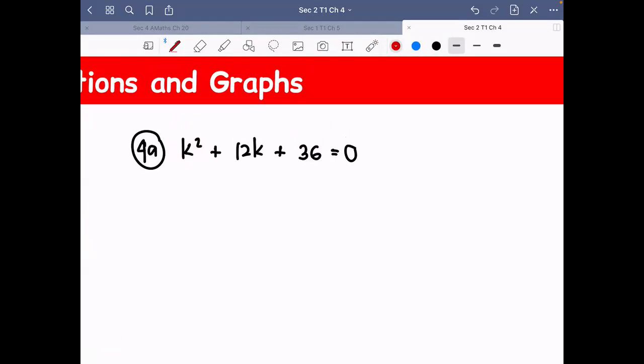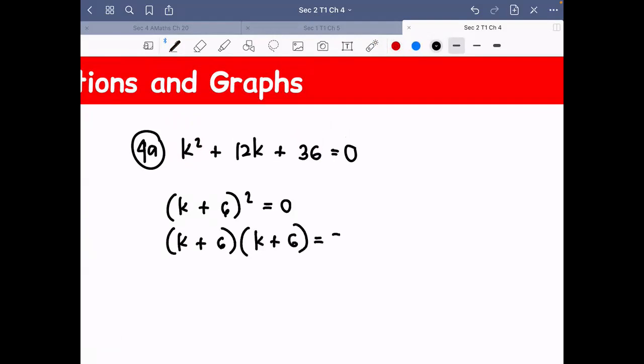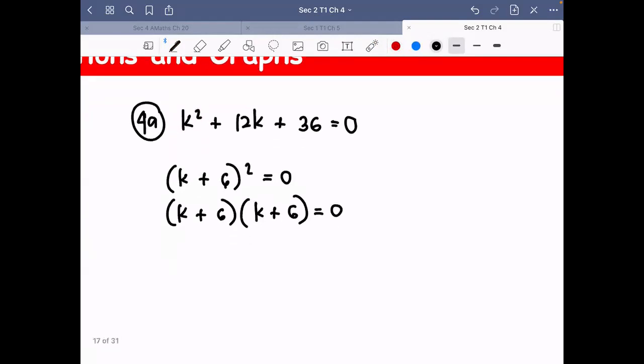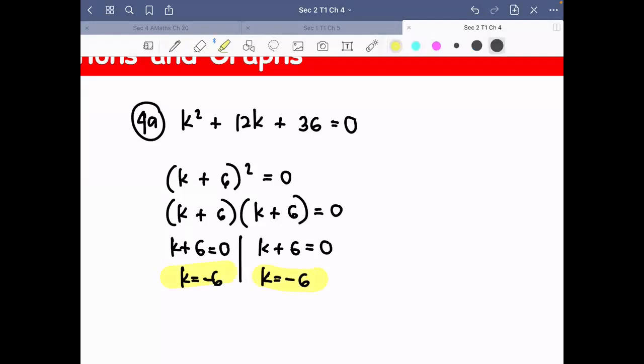Basically you will get here k plus 6 squared equals 0. So we have k plus 6 and another k plus 6 equals 0. Therefore, your answers are the same, right? So k plus 6 equals 0 and then k plus 6 equals 0. So I have here k is equal to negative 6 and then the other one is also negative 6. But if you just wrote negative 6, it's fine.